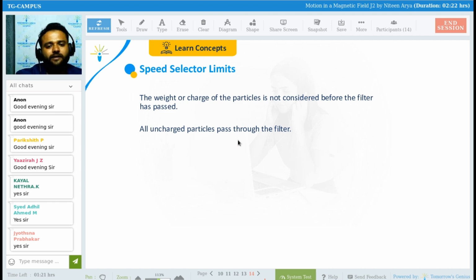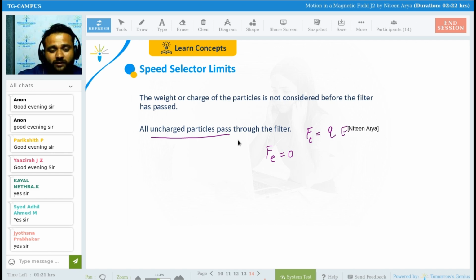Speed selector limit. The weight or charge of the particle is not considered before the filter has passed. All uncharged particles pass through the filter. Okay. Means obviously if we apply an uncharged particle, there is no electric force applied there, so they are going to pass. What is the meaning of this line? The meaning of this line is Fe is 0. Clear? Because we don't have charge. F is qE, and for an uncharged particle Q is 0, so automatically that is going to be 0.